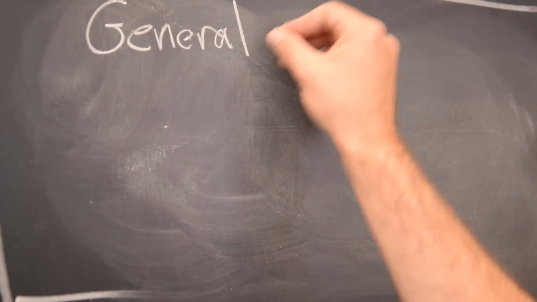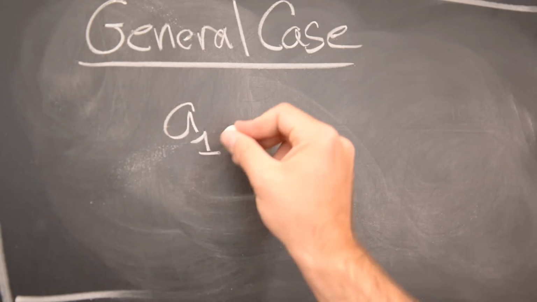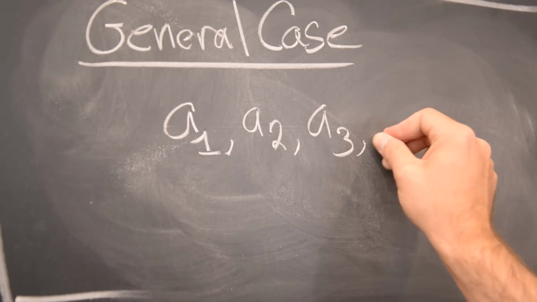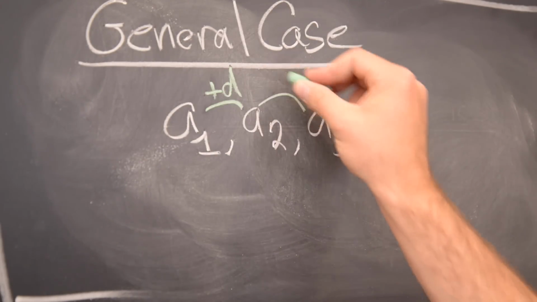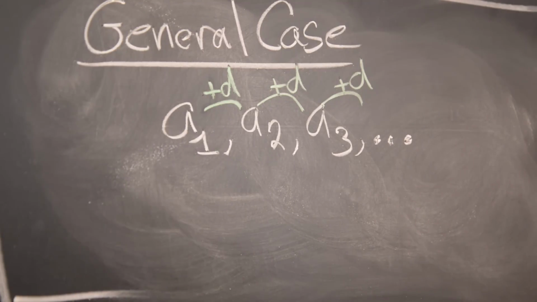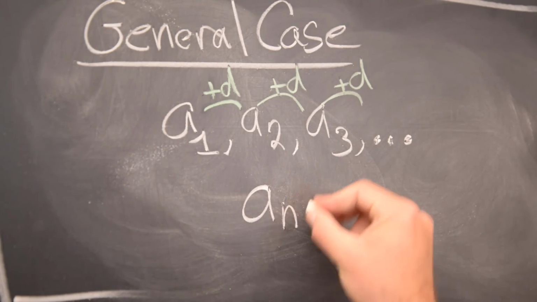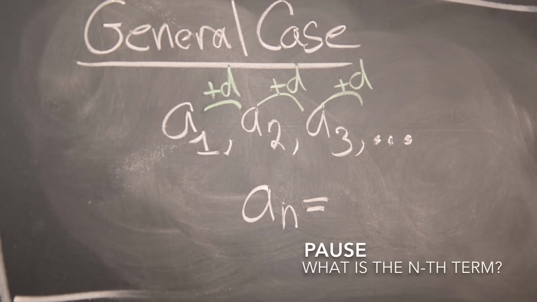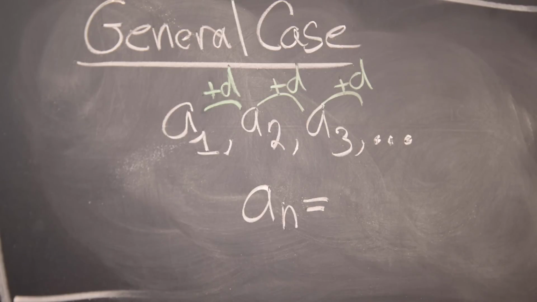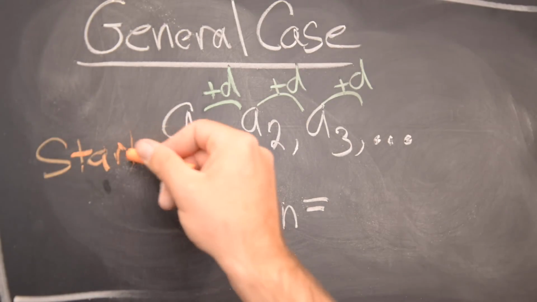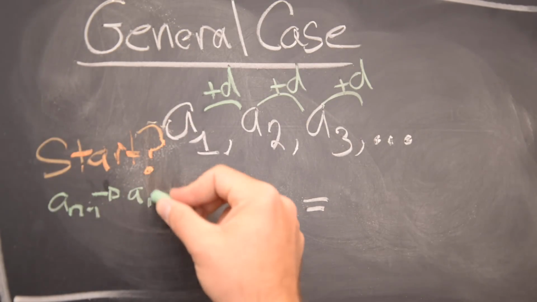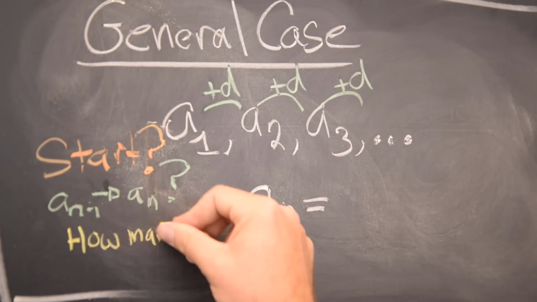The most general case is having a sequence a1, a2, a3, and to move from one term to the next, we just add d. Think about what the nth term should be by asking yourself the questions we found helpful for our example. The questions we want to answer are, where do we start? How do we move from one term to the next? And how many times do we have to move?